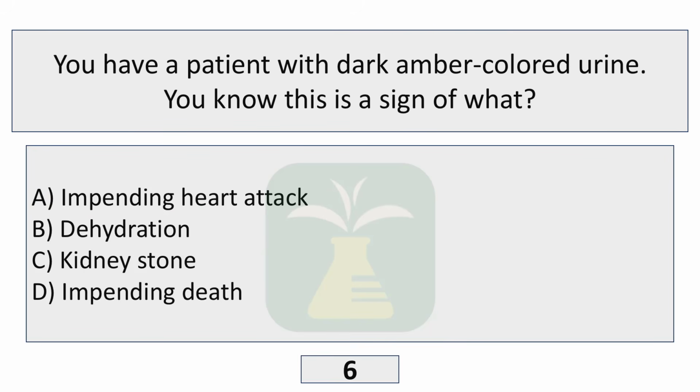You have a patient with dark amber-colored urine. You know this is a sign of what? A. Impending heart attack. B. Dehydration. C. Kidney stone. D. Impending death.